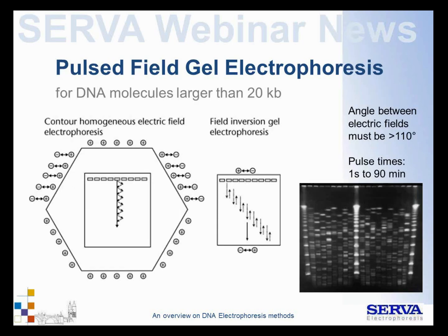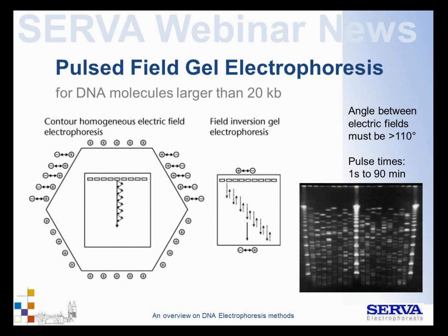A special modification of agarose gel electrophoresis is the so-called pulsed-field gel electrophoresis, and that is needed for DNA molecules which are larger than 20 kilobases, because above 20 kilobases the DNA molecules are not separating anymore.